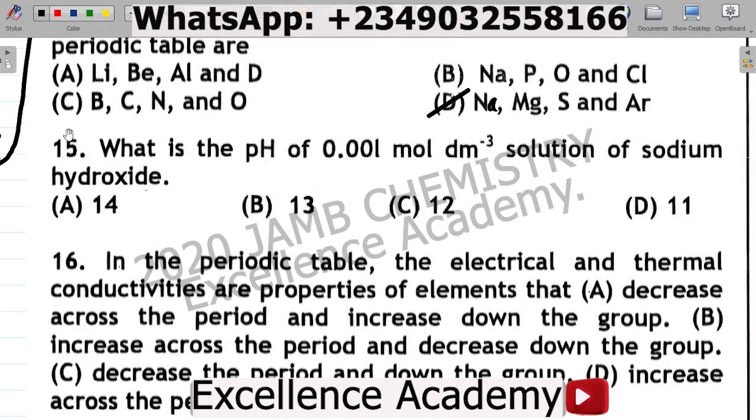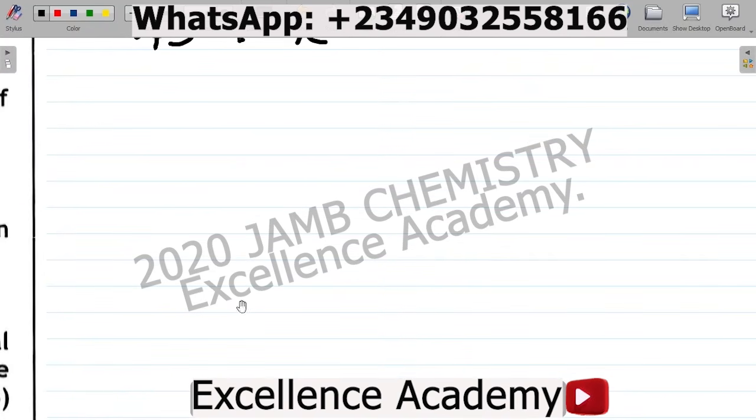Next up, question number 15. What is the pH of 0.001 mole per dm cube solution of sodium hydroxide? A, 14, B, 13, C, 12, D, 11. So how do we solve this particular question?